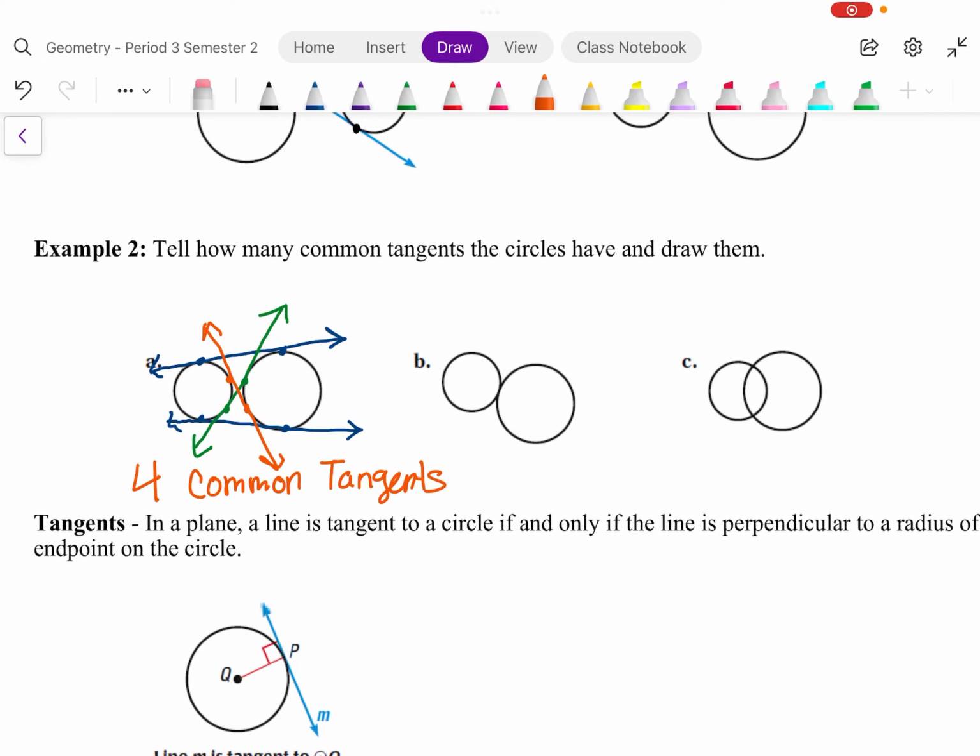If we look at our second example, we would have one that goes right through the middle because these two circles are tangent. And then, just like our previous one, we can draw one on top and one on the bottom. So this one is going to have a total of 3 common tangents.